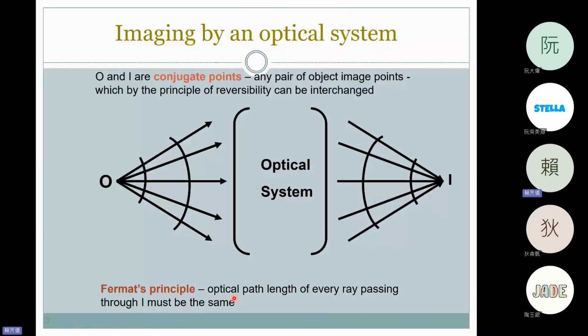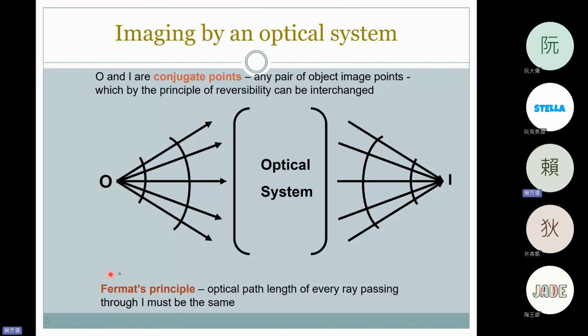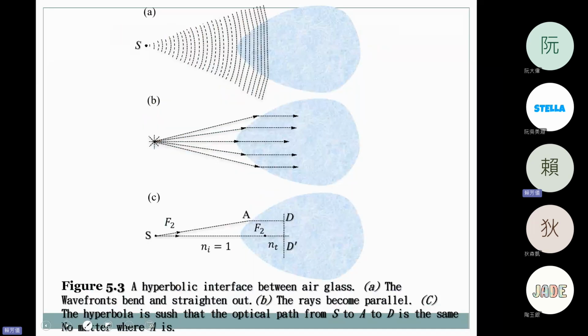So the optical path length must be the same. So here shows some interface between air and the glass, and it should be the hyperbolic interface or ellipsoid interface, because using Fermat's principle, they can calculate what kind of surface can form the perfect image.